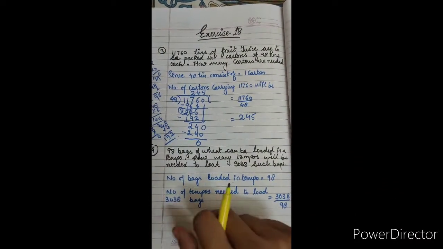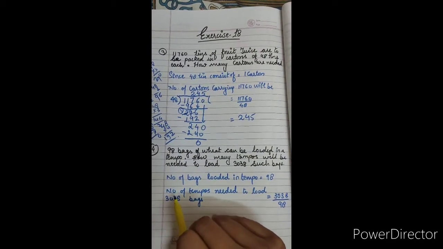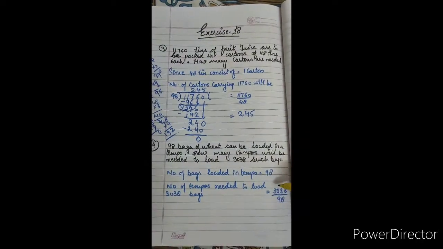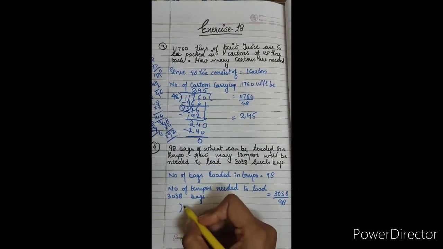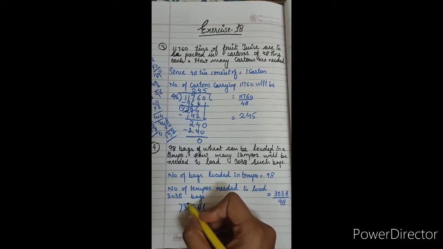Number of bags loaded in a tempo equals how much? 98. So now we have to find the number of tempos needed to load 3038 bags. Now we divide 3038 divided by 98.